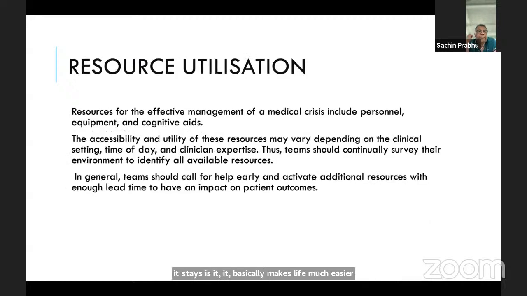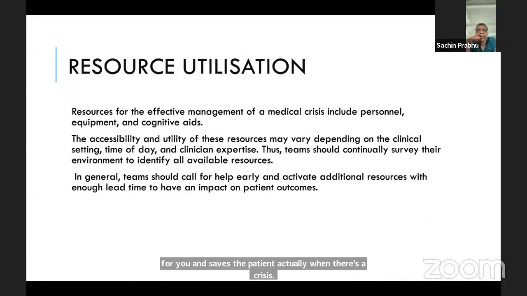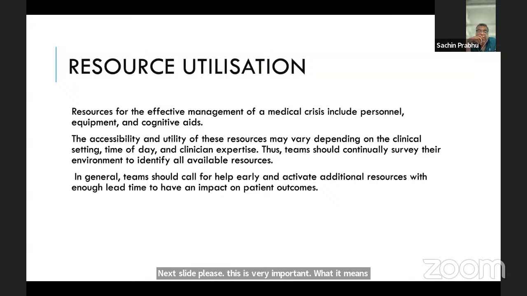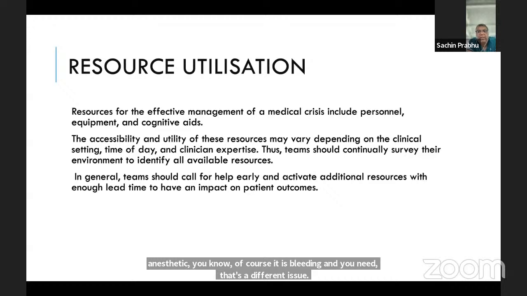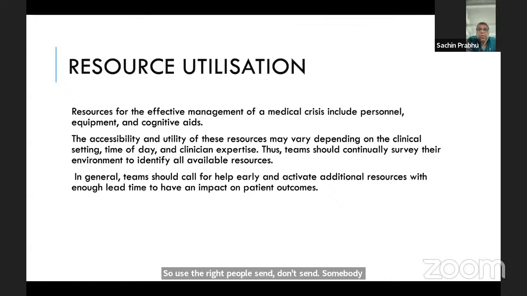Next slide, please. Resource utilization. Now, this is very important. What it means by resources: you're an anesthetist, you've got a surgeon, you've got somebody to help you. If you then need something in theater, don't send your person who's helping you, send the surgeon actually, because they probably are not very important at this stage. I'm assuming, if it's an anesthetic case, of course, if there's bleeding, that's a different issue. So use the right people, don't send somebody else. So that's a bit about resource utilization.